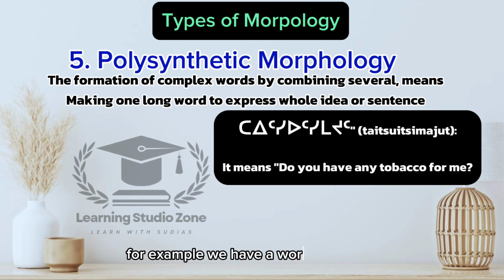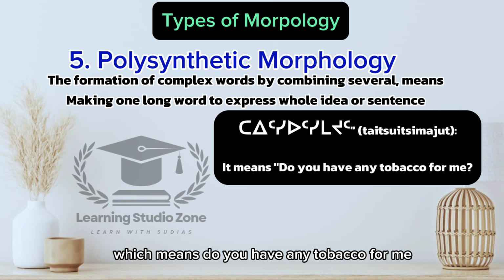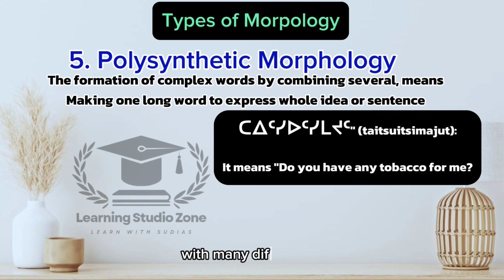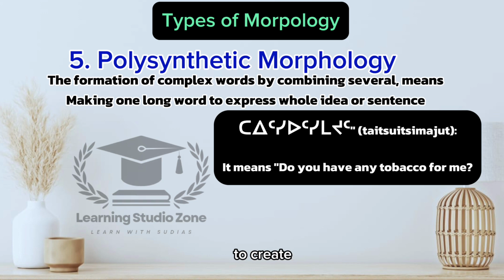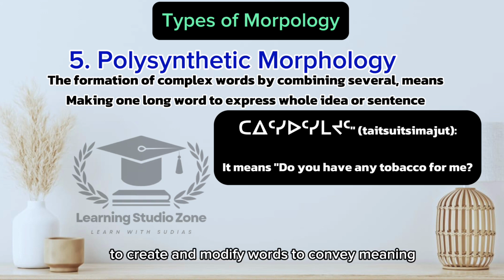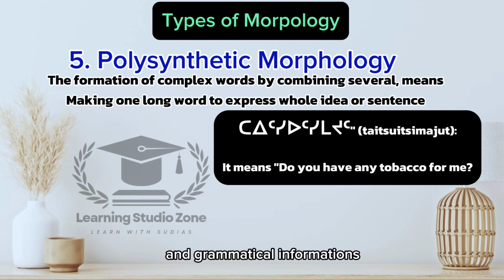For example, we have a Turkish word, which means, do you have any tobacco for me? The whole sentence is packed into one big word with many different parts indicating different meanings. So, these types of morphology represent different strategies that languages employ to create and modify words to convey meaning and grammatical information.